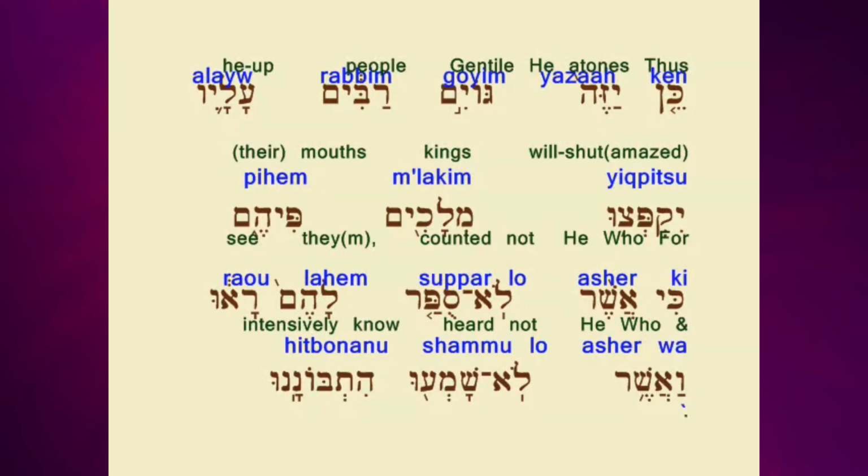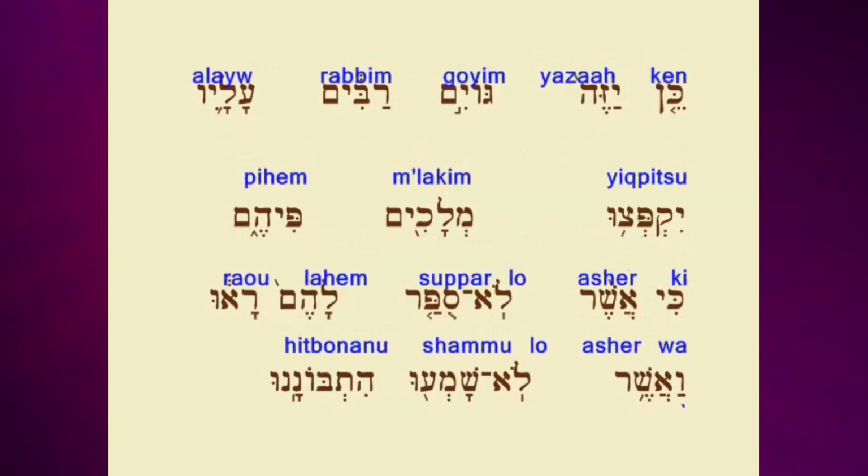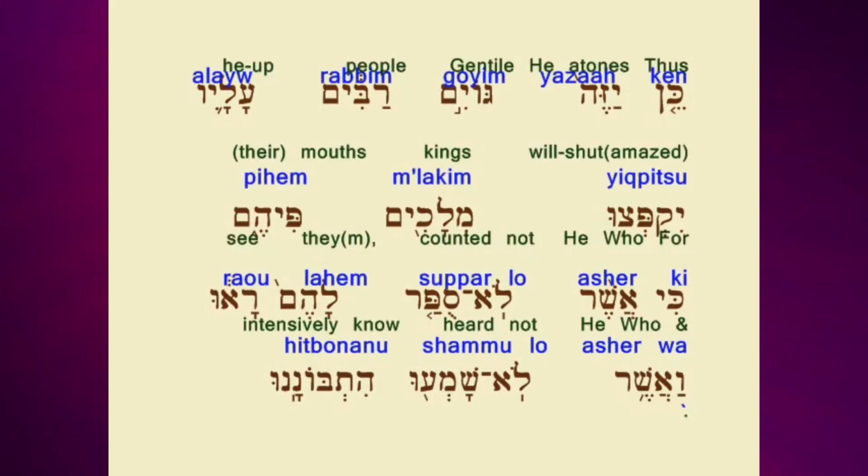So this is what's so shocking. You've got Ken yazeh goyim rabim alai, 9 syllables. Yikpitzu malachim pichem, 8 syllables. Ki asher lo supar lachem Rao, 9 syllables. And then another 9 syllables: Wa'asher lo shamu hitpunanu. So you've got three 9s there. That's Trinity. You've got an 8 in the middle because it's talking about the reaction of the people. And God's will for Christ is that the people, right, know Him.